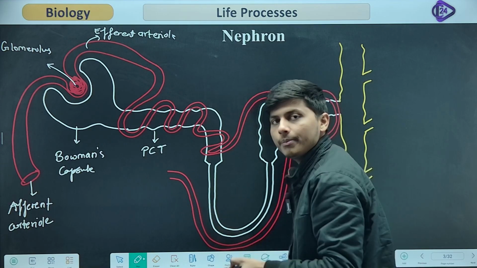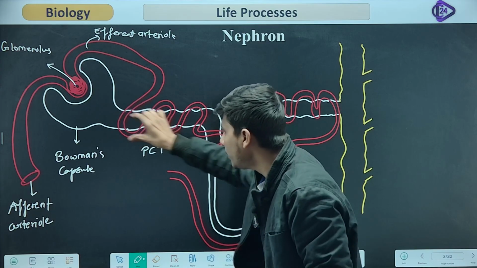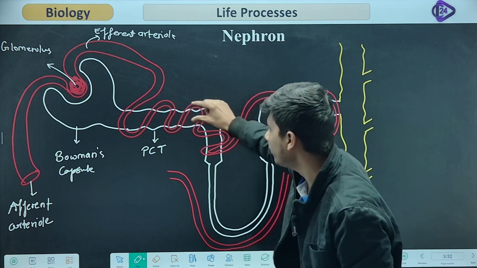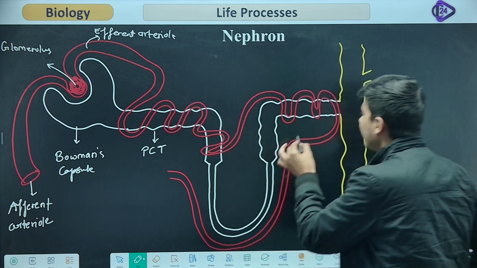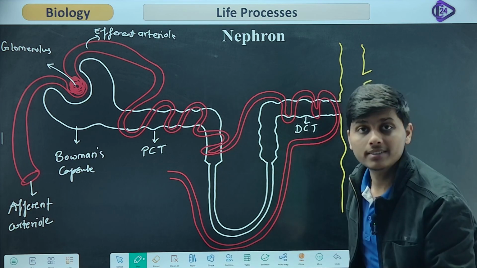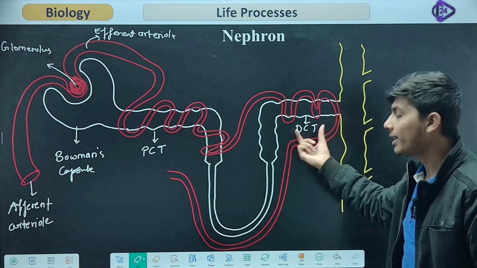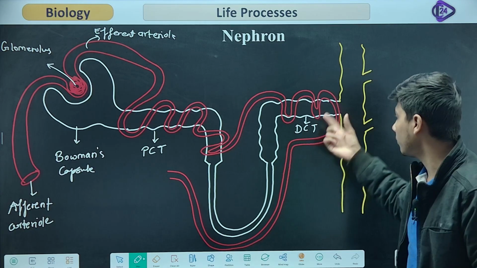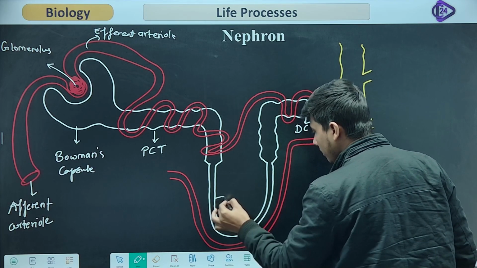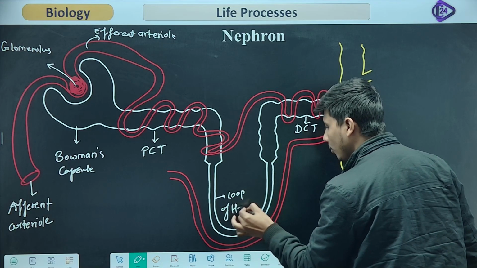PCT. What is the full form of PCT? Proximal convoluted tubule. Proximal, near to the Bowman's capsule. That's why it is called proximal. C, convoluted. It is a convoluted tubule. T for tubule. This is called DCT. D for distal, distal from the Bowman's capsule. That's why it is called distal convoluted tubule. This loop is called the loop of Henle.